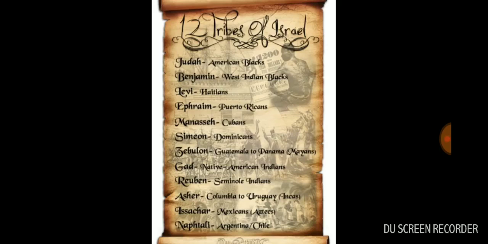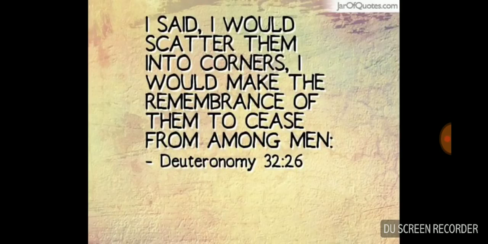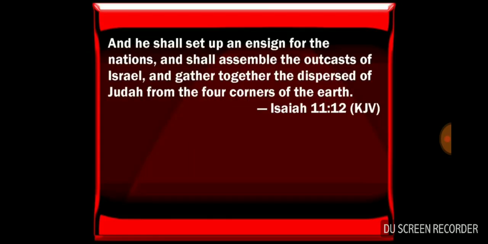The Jews of West Africa were loaded onto slave ships, and they were cast out into the four corners in fulfillment of the prophecy in the Song of Moses. The Song of Moses, Deuteronomy 32, verse 26. "I said I would scatter them into corners. I would make the remembrance of them to cease from among men." And this dovetails with Isaiah 11 and 12, which reads, "And he shall set up an ensign for the nations, and shall assemble the outcasts of Israel, and gather together the dispersed of Judah from the four corners of the earth."